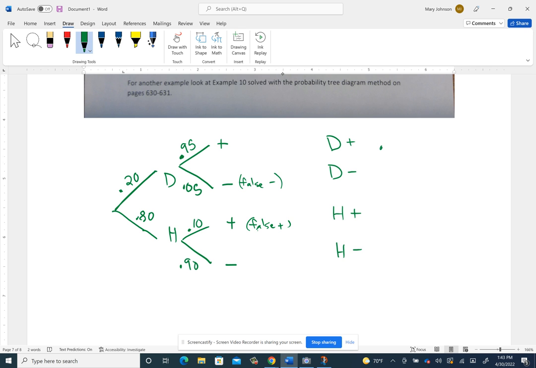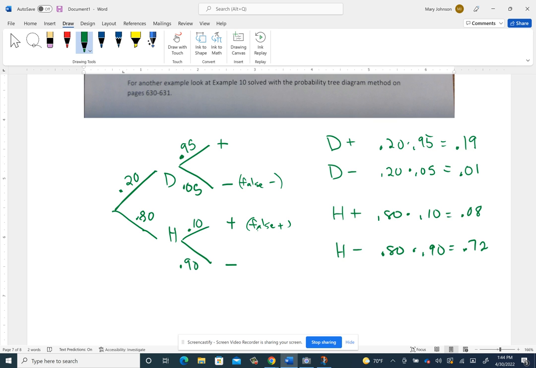So this would be 0.20 times 0.95, and that would be 0.19. And then 0.20 times 0.05. See how I'm following the branches and just multiplying? 0.20 times 0.05 gives me 0.01. 0.80 times 0.10 gives me 0.08. And then 0.80 times 0.90 would give me 0.72.